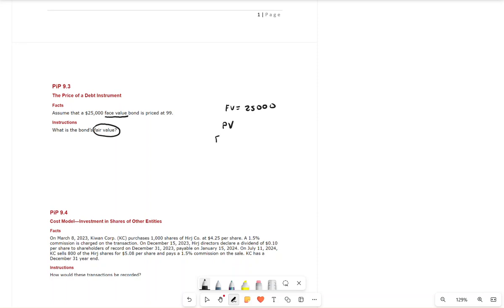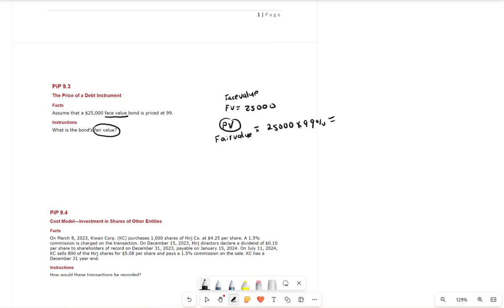This is called a face value. When we think of a present value, we're thinking of a fair value. What is the worth today? What is the present value of the bond? How do we know what the present value is? In this case, it's shown to us as 99%.